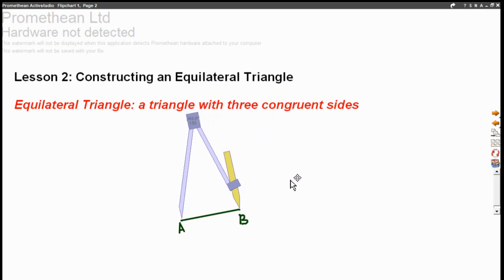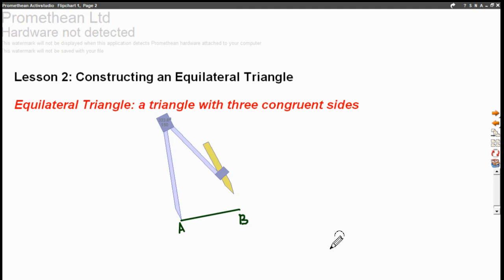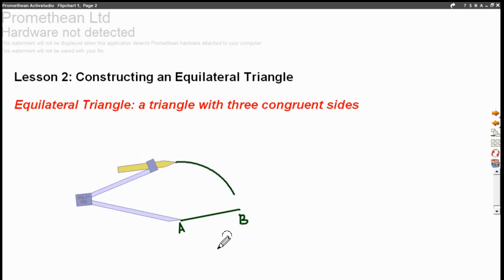Now what I'm going to do is use my compass to make a portion of a circle, or an arc. I can start that circle really anywhere, but point C is going to be up here somewhere. So I'm going to move my compass a little bit and start my arc up here and just randomly draw my arc like that.